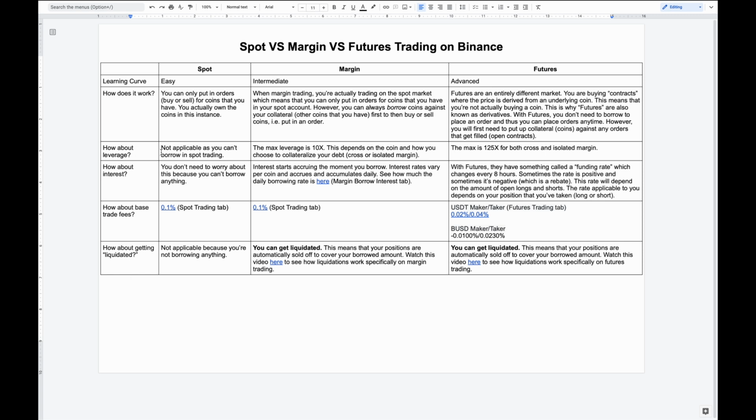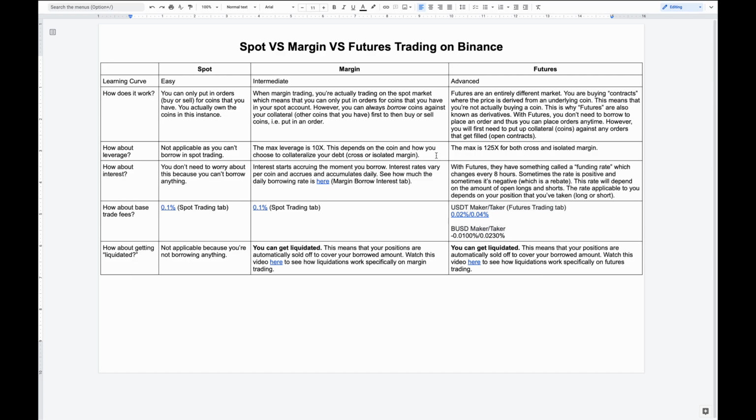So how about leverage? Well, for spot, again, you're not borrowing anything, and therefore this is not applicable. As for margin trading, the max leverage is 10x. This will depend on the coin that you're trading and how you choose to collateralize your debt, whether it's cross or isolated margin.